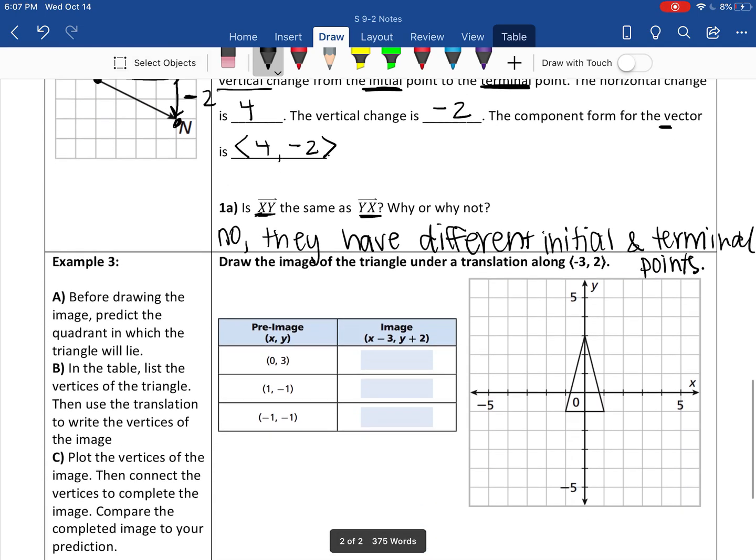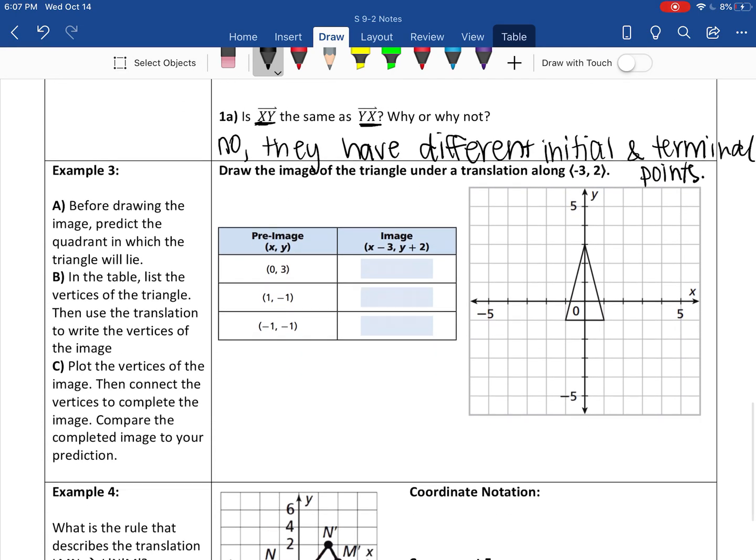you have to start with your endpoint, okay? So now what we want to do is figure out how to translate on a grid. So over here, A says, before we draw the image, we want to predict the quadrant in which the triangle will lie. So make note of this. This is quadrant 1. This is quadrant 2. This is quadrant 3. And this is quadrant 4. You will need to know where your quadrants are for your test, so make note of that.